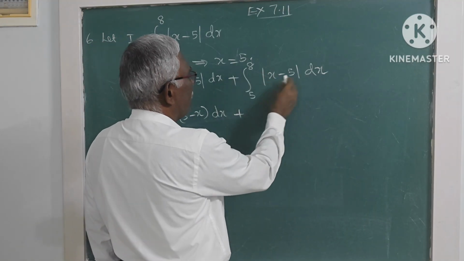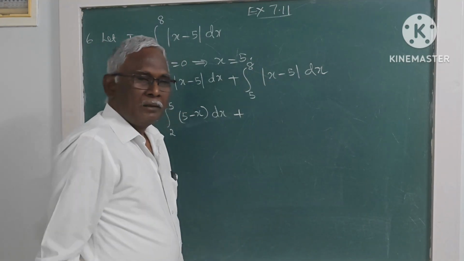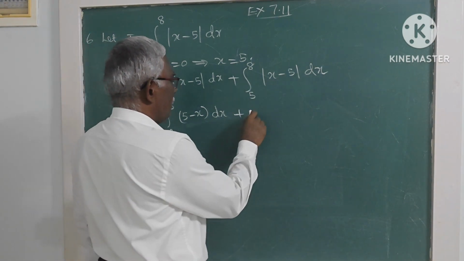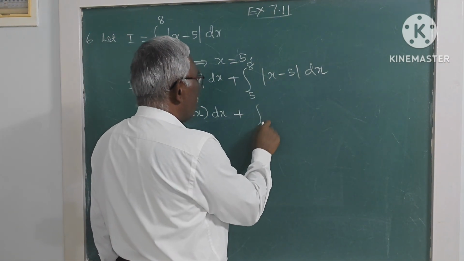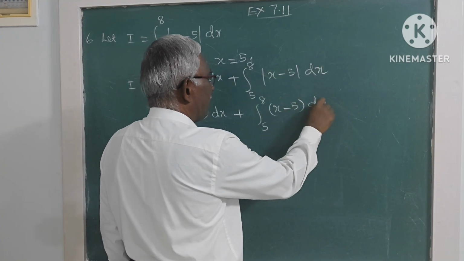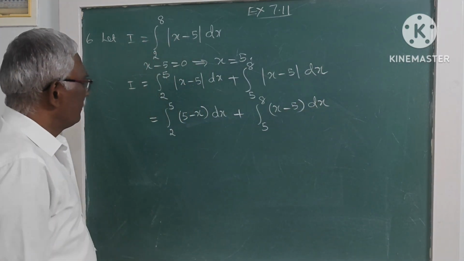If we put any value, x varies from 5 to 8, put x is 7. 7 minus 5 is 2, a positive value. So here, from 5 to 8, x minus 5 dx. Here we can write as such.